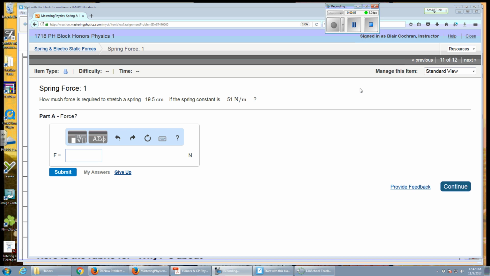So, number 11. How much force is required to stretch a spring 19.5 centimeters? The spring constant is 51 newtons per meter.